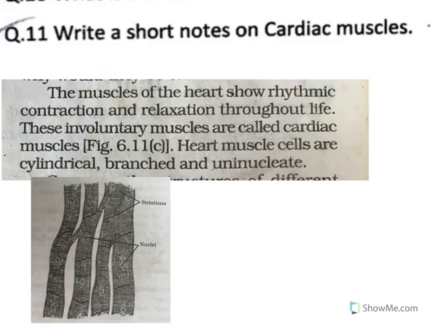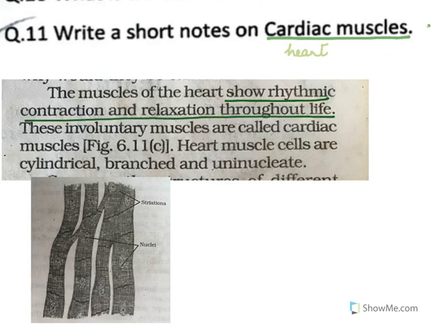Write a short note on cardiac muscles. The first point, of course, you write about cardiac muscles is they're found in the heart. The next, the muscles of the heart show rhythmic contraction and relaxation throughout life. This would be your second point. So then, these are involuntary muscles. And the third point, the cells are cylindrical, they are branched, and they are uninucleate.